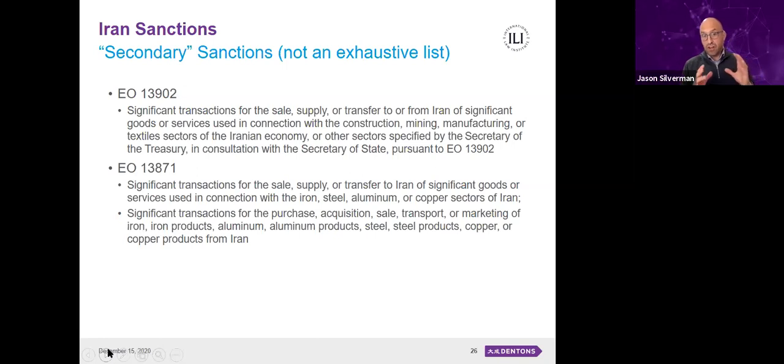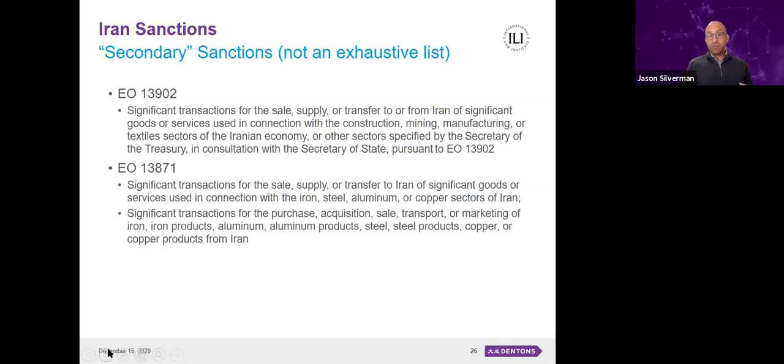both authorize the designation or the blocking of entities in Iran that are deemed to operate in the various listed sectors. So in the case of the more recent one, 13902, these are construction, mining, manufacturing, and textiles, or other sectors specified by the Secretary of the Treasury, one of which was recently the financial sector, which was added to that list. And then 13871 is iron, steel, aluminum, or copper sectors.